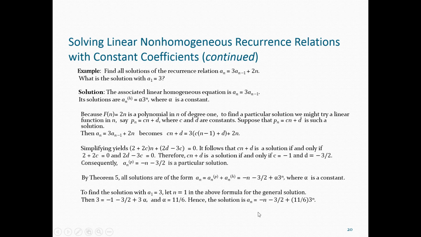Okay, so put this value of alpha in this a_n. So we have the solution. Finally, we have the solution of this recurrence relation, the given recurrence relation: a_n is equal to minus n minus 3 by 2 plus 11 over 6 times 3 to the power n.